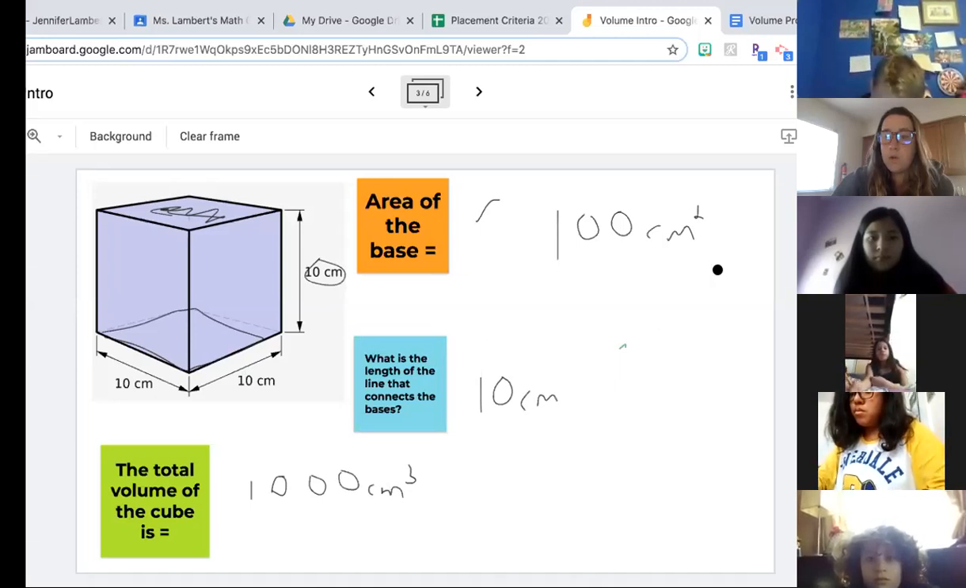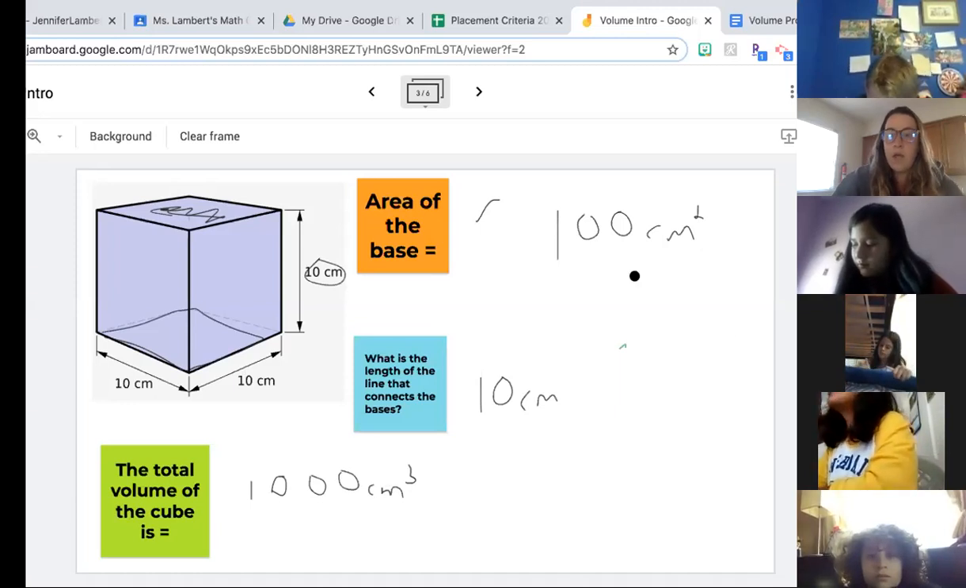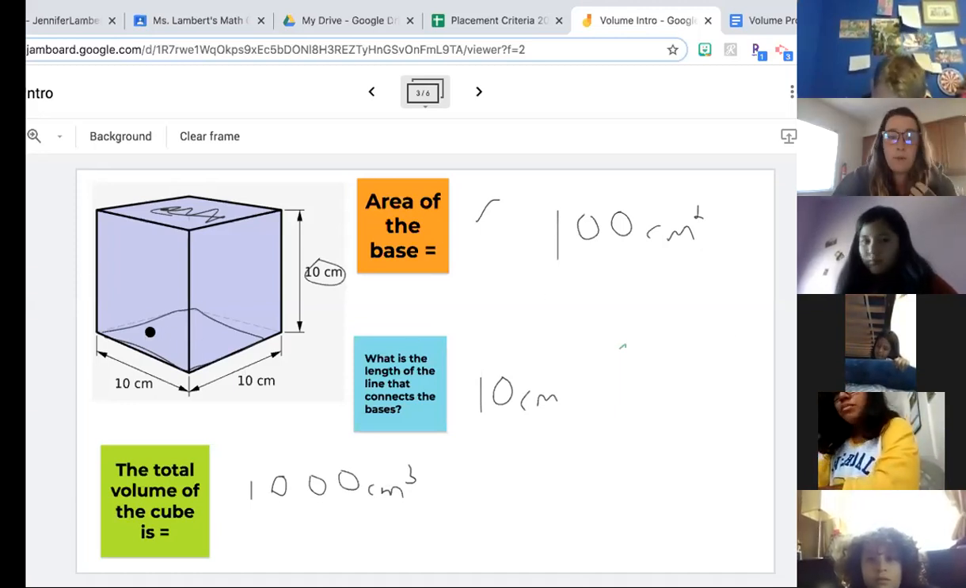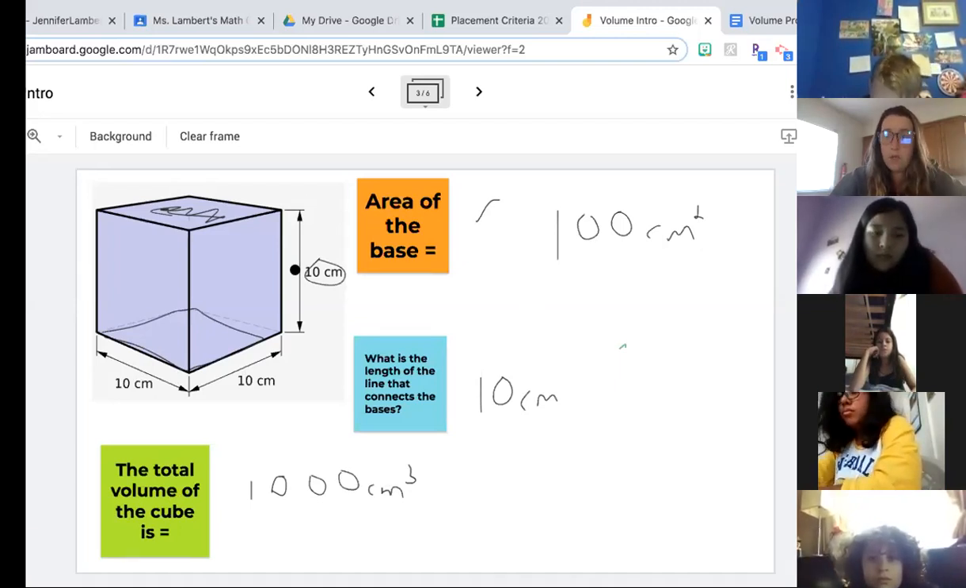Any questions on this one? You can raise your hand or write it in the chat, okay? So the area of the base, the base is a square, times that by the height of the prism. The height of the prism is the line that connects two bases.